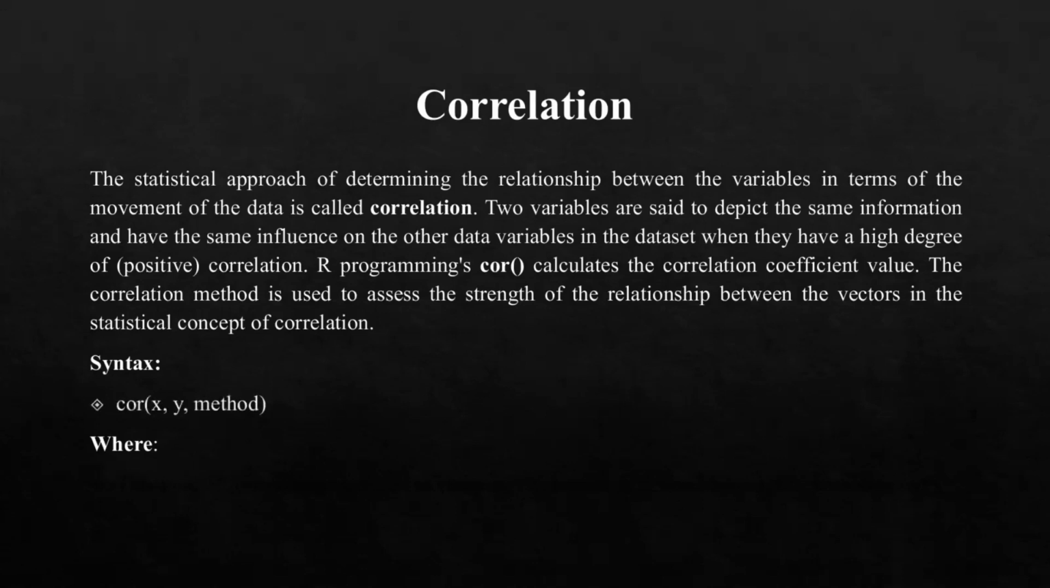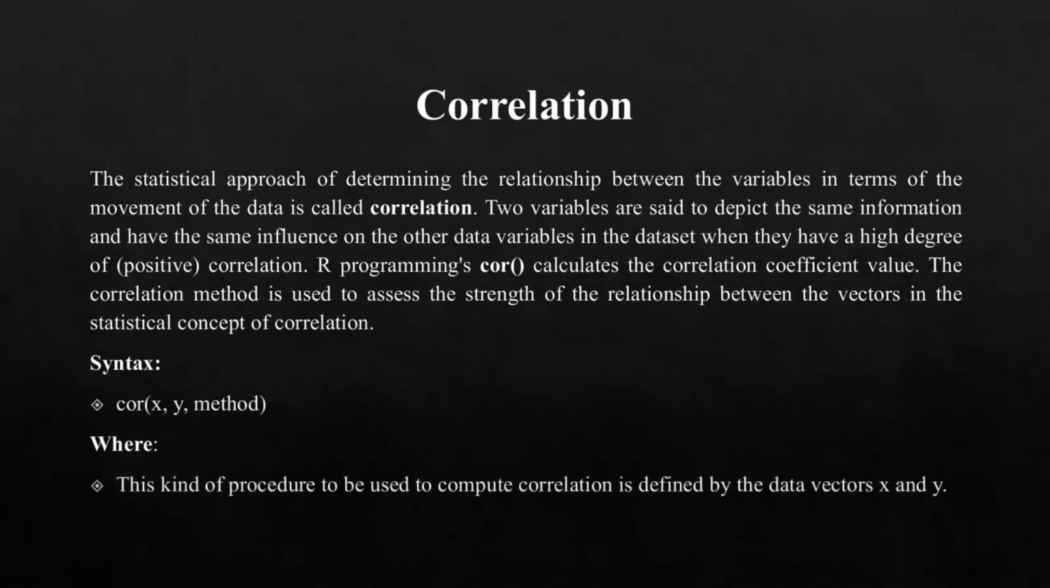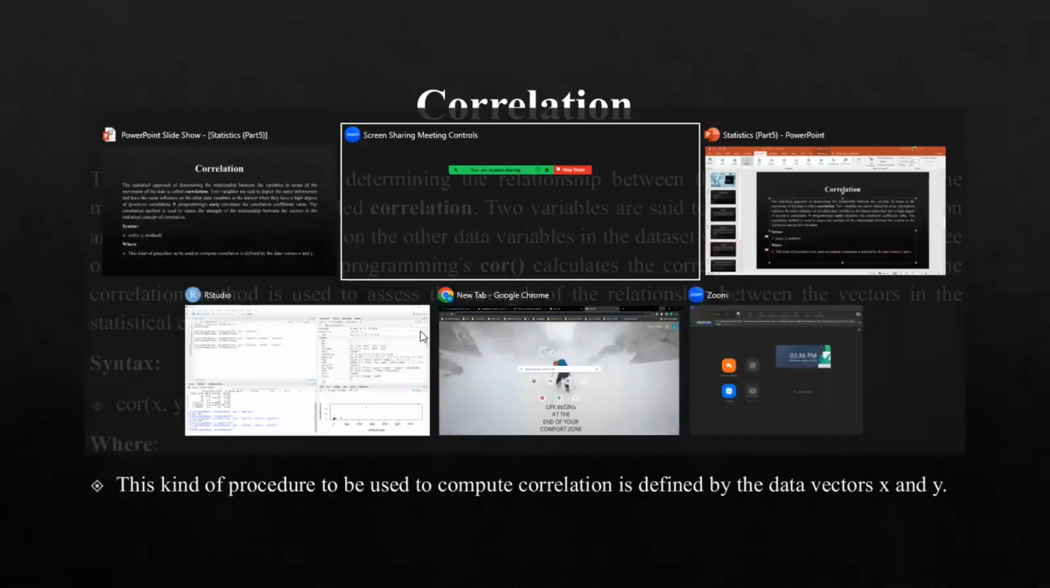The syntax is as follows. Just use the correlation keyword and pass the parameters, where the kind of procedure to be used to compute correlation is defined by the data vectors x and y. Let's see in RStudio how it works.